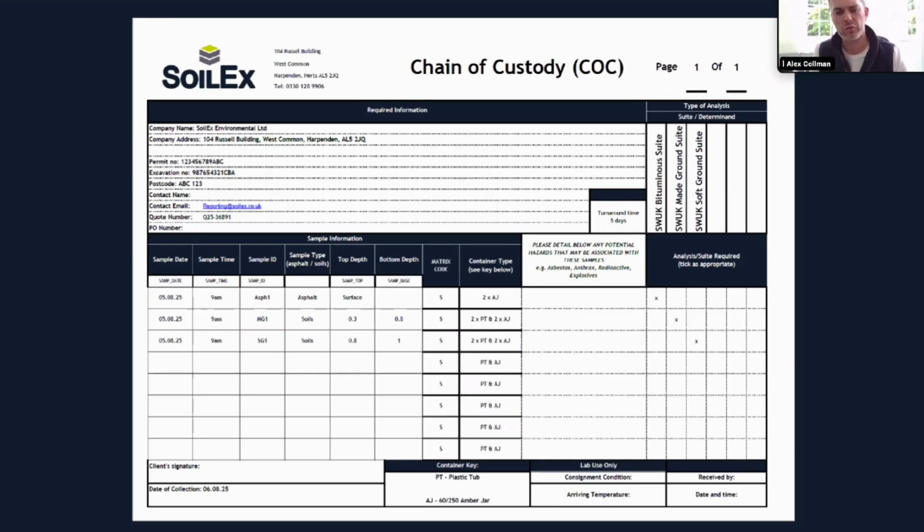So if you send off your samples to a lab and you aren't specific on what they want and what they need, they're not going to test. And ultimately it might mean that you've wasted your time to get all those samples to them. So it's important that you do a chain of custody.